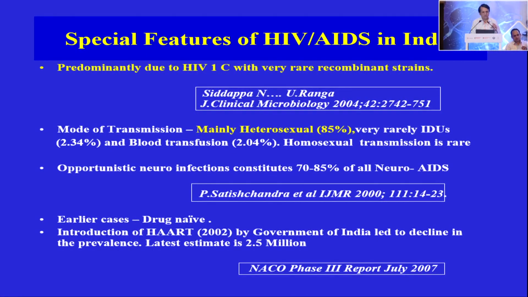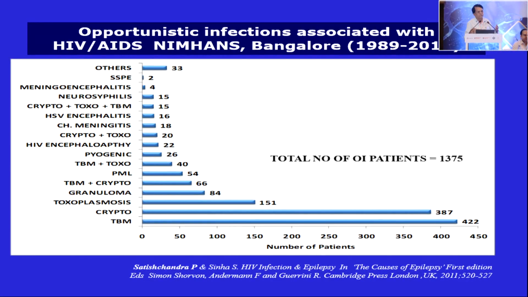That is what exactly is important, and most of our early cases were drug naive, but we now have a lot of cases with the HAART regime induced one. So our experience changes over time, and we need to understand and find out what we are talking about. Our experience at NIMHANS, where I was working, from 1989 to 2012, was a large series of 1,375 cases of retroviral infection, predominantly with opportunistic infection.